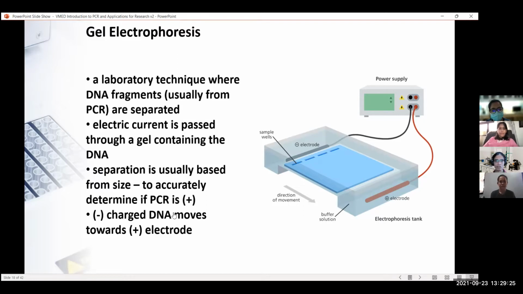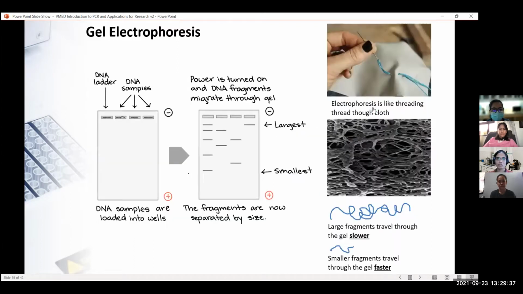So the negatively charged DNA molecules move towards the positive electrode. Okay, so they will move from here to here. Electrophoresis is like threading a thread through a cloth. If you have tried sewing before, you'll know this. Larger fragments travel through the gel slowly.